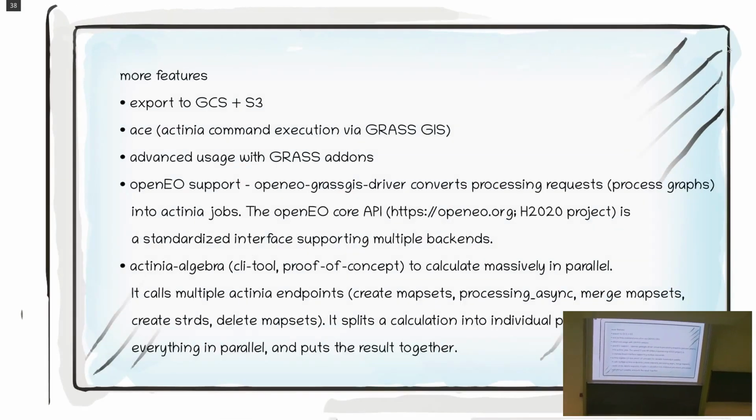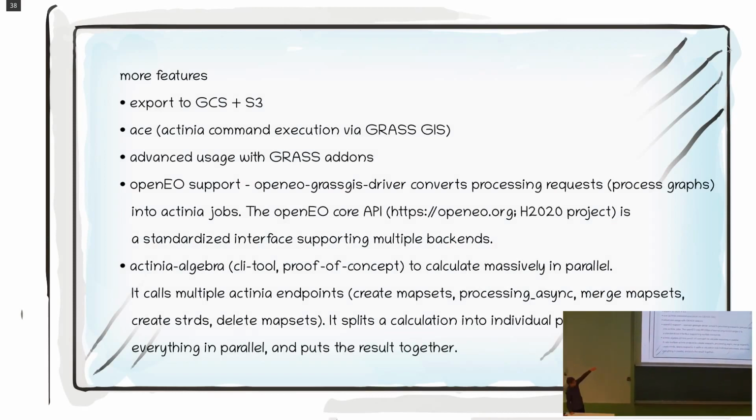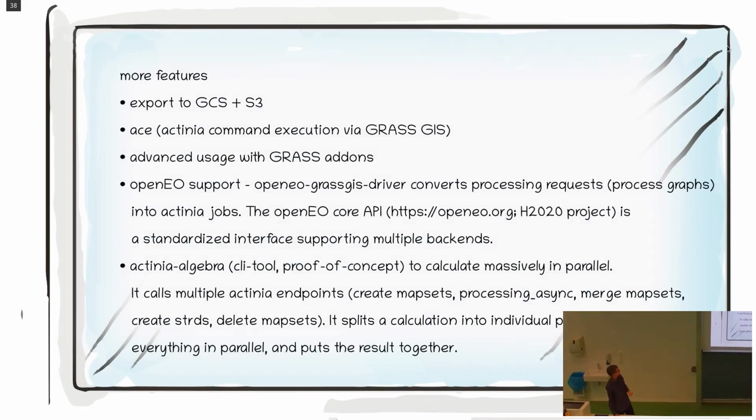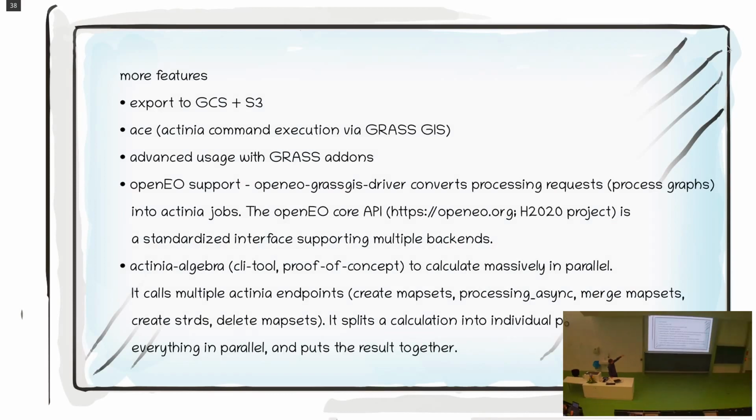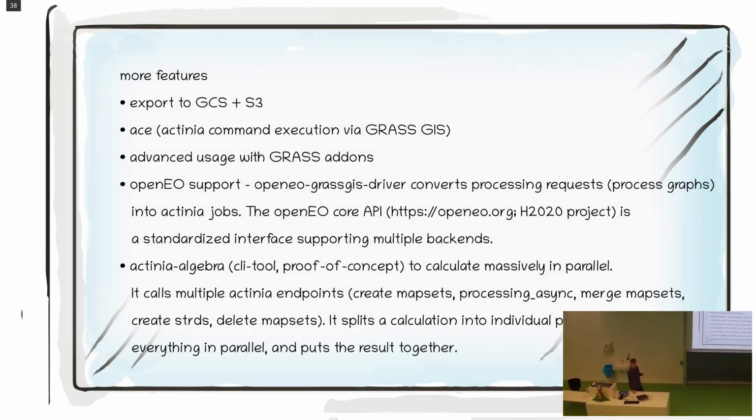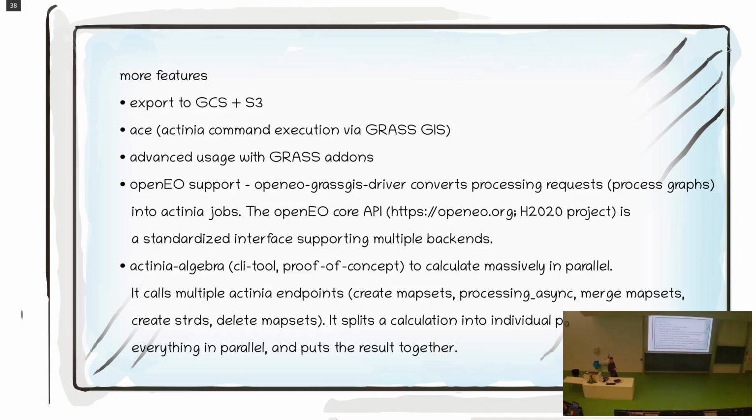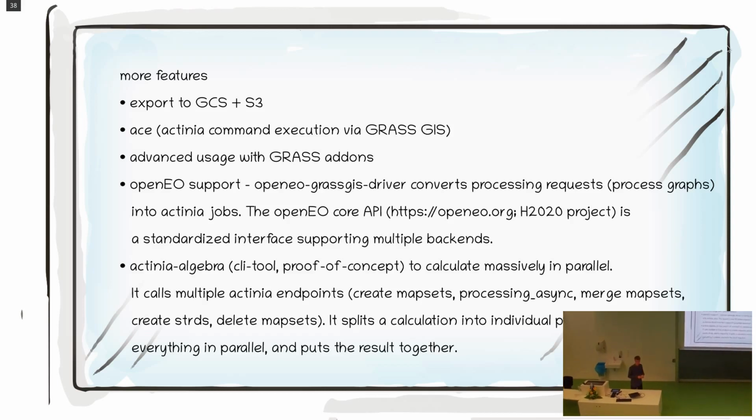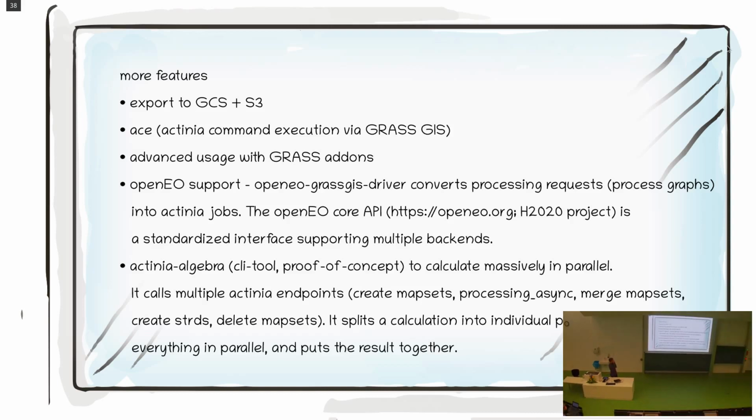What else is there? You can also store to cloud storage, to S3 and Google Cloud Storage. We have the so-called actinia command execution in GRASS. This I will also show, which means we control from a running GRASS session, we control the cloud, which is a pretty easy way to generate these JSON files, because you can write your Python script or your shell script just like command, command, command, and then you send it, and it's turned automatically into a JSON and sent to the cloud.